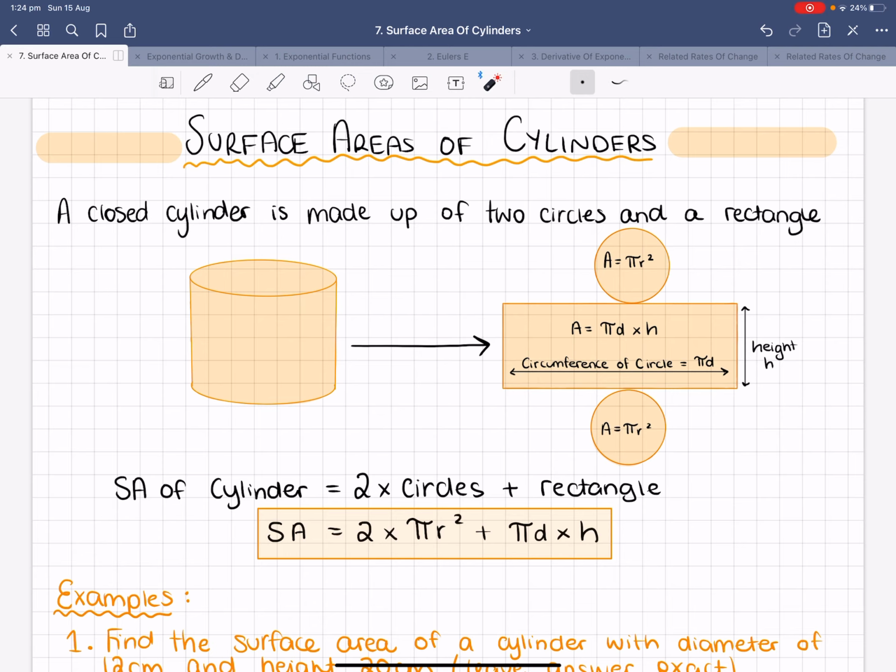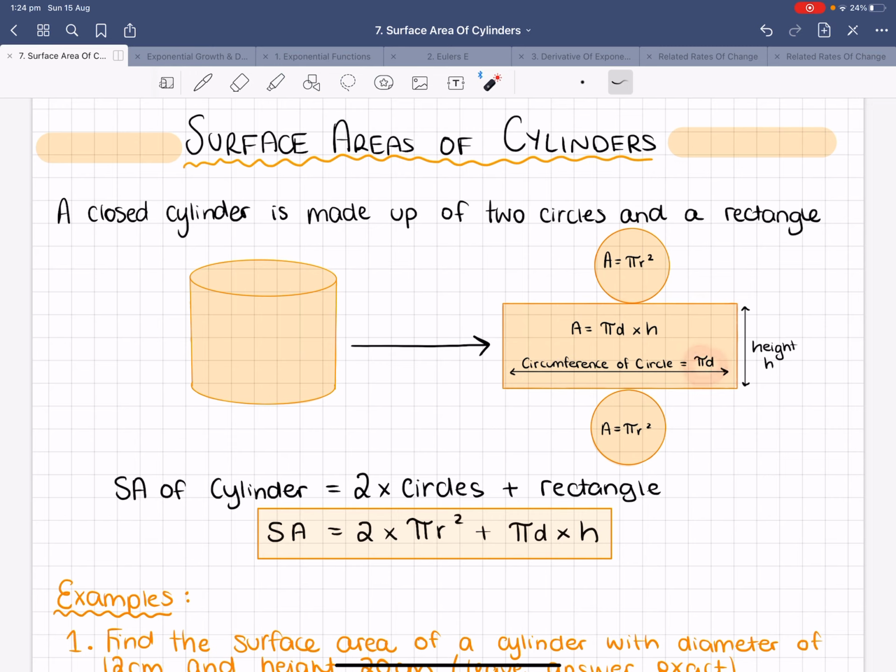Now remember, surface area is when we find the area of all the shapes. So for this one, we're going to just have to find the area of two circles and a rectangle. Now the two circles, each of them are pi r squared. And then for the area of the rectangle, this length here is actually the part that wraps around the circle. So that has a length the same as the circumference of a circle.